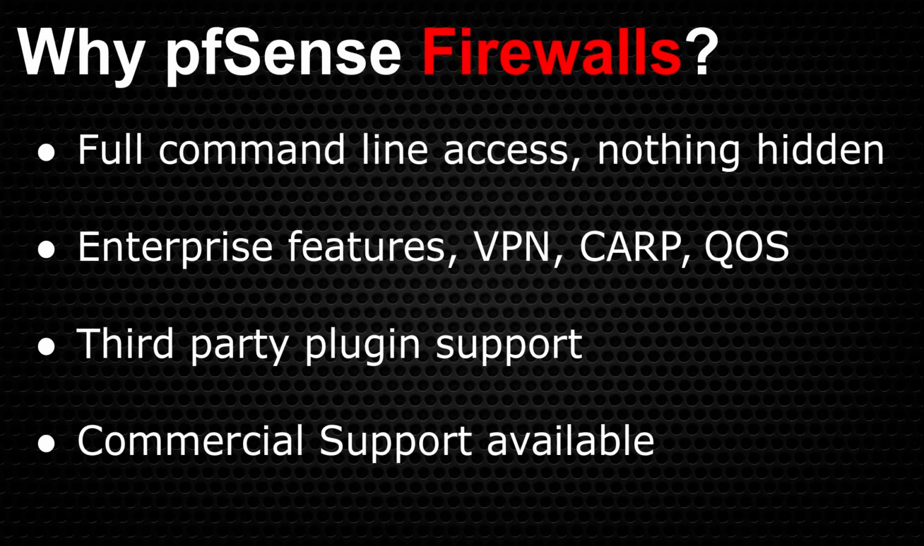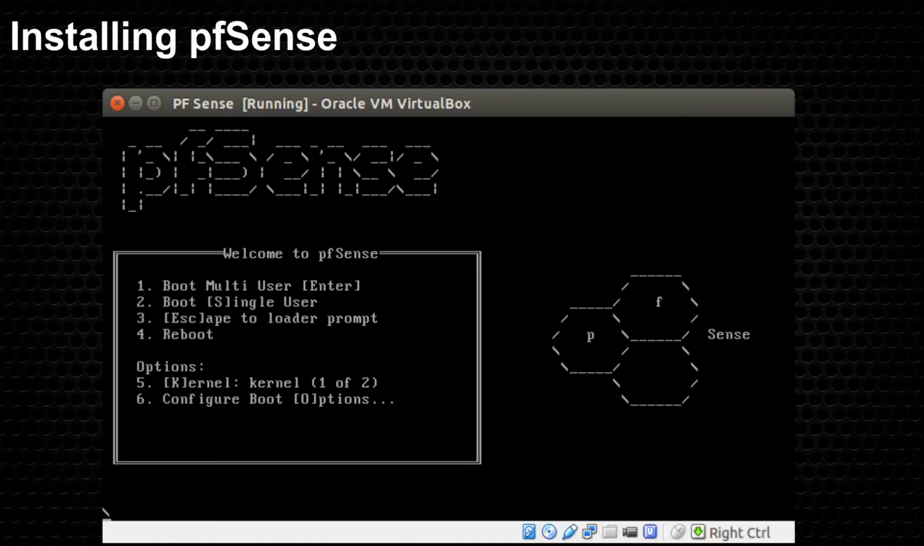Enterprise features such as VPN, CARP, failover, QoS, third-party plugin support. There's an entire framework so people can write third-party plugins and add-ons to the system. Commercial support available, so if you work in corporate IT or purchasing and you want something that's fully supported with contracts and incident support, that is available from pfSense.